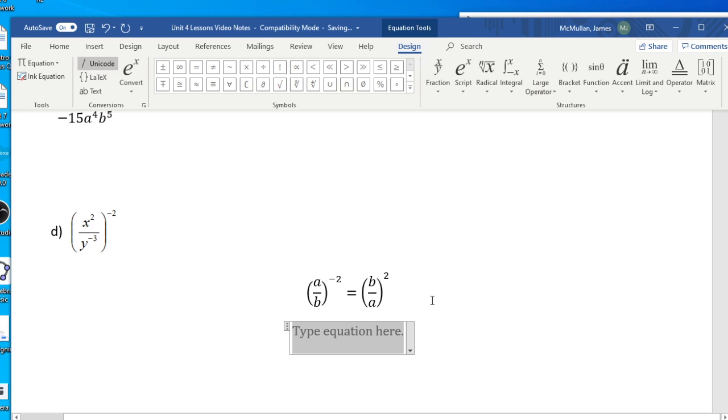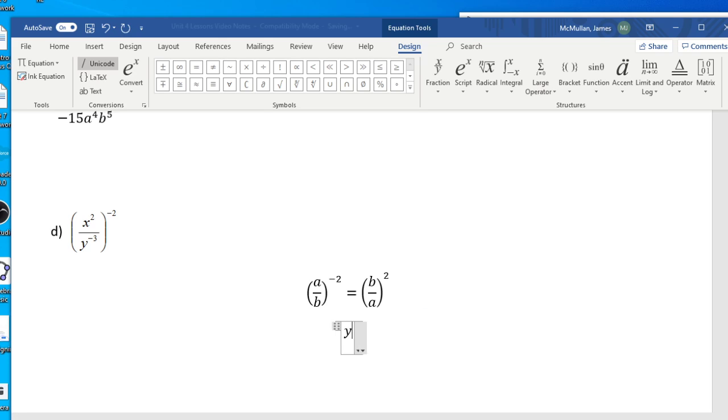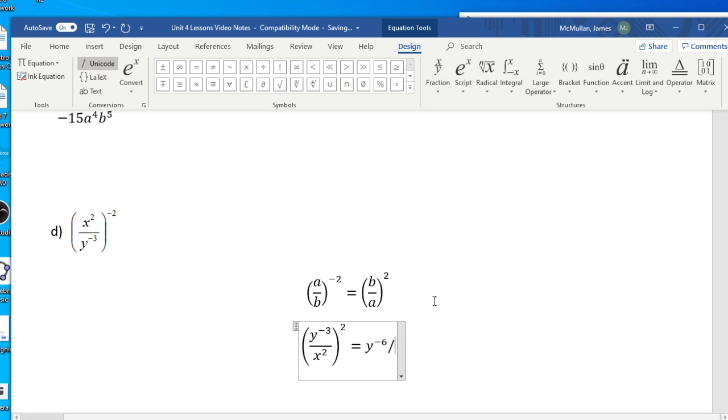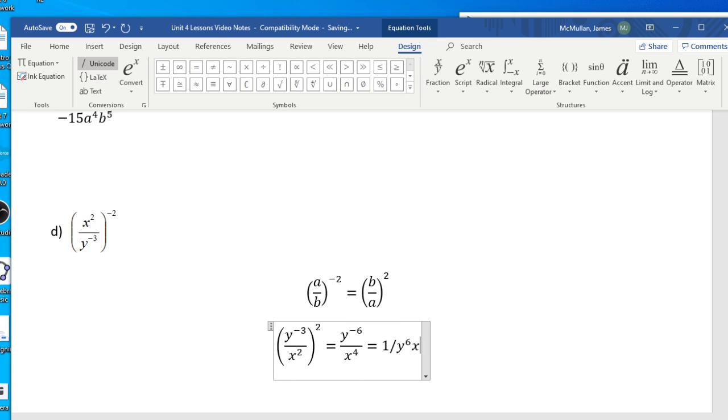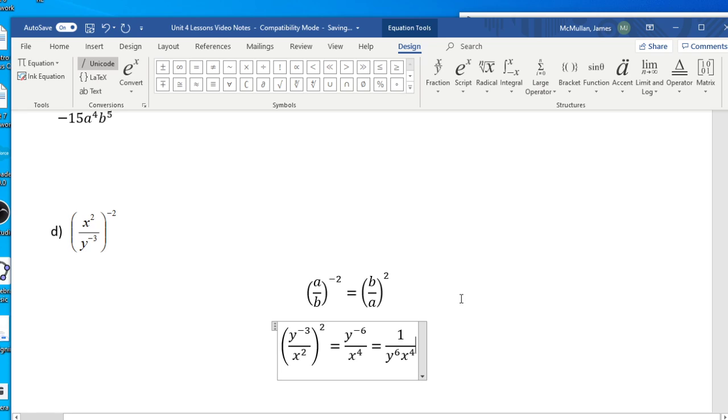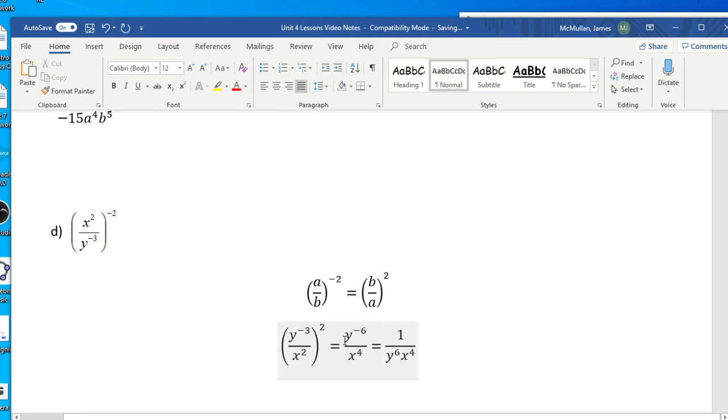So again, let's just make this really easy on ourselves. Put the y to the negative 3 on the top, the x squared on the bottom, and then all of this is to the power of 2. And now I'm going to distribute that 2: y to the negative 6 over x to the 4. And now I can't leave that y to the negative 6 on the top, so I'm going to bring it to the bottom, and I get that. Okay, remember, y to the negative 6 can go to the bottom. If it goes to the bottom, then what's left behind is not a 1, but a 0.